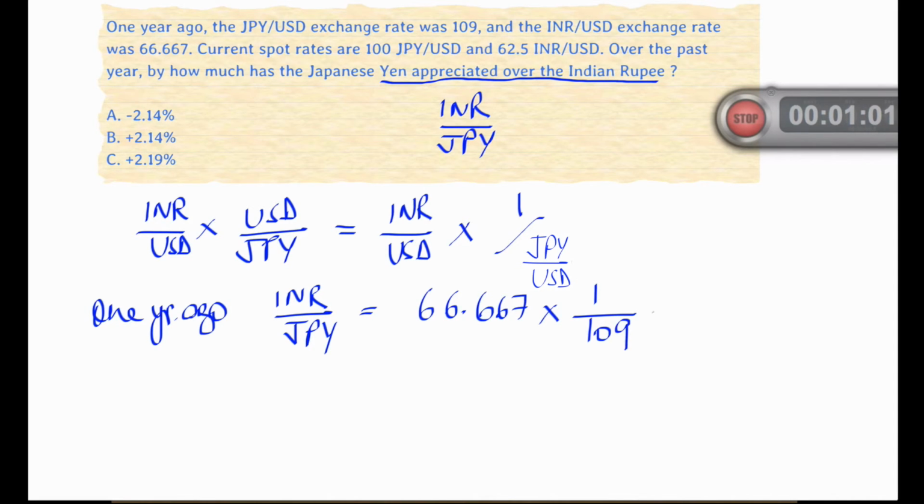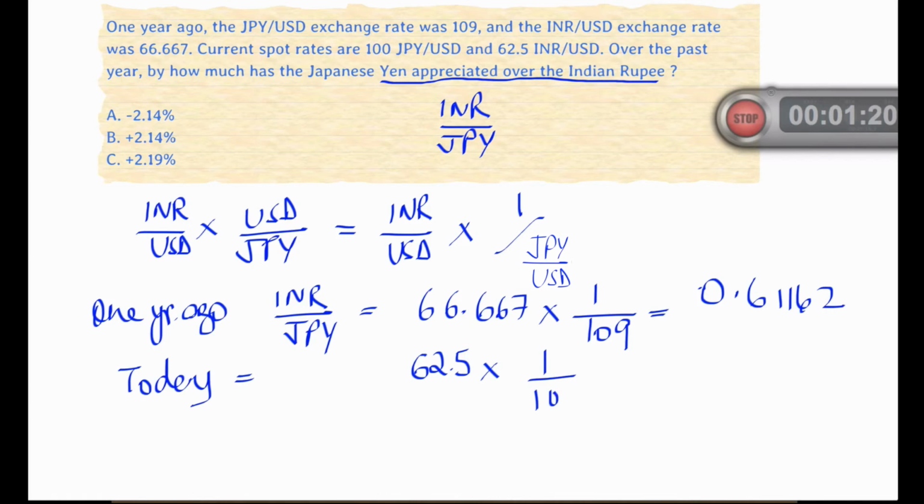And that gives us 0.61162. Similarly, today, INR over yen is 62.5 into 1 over 100, and that is 0.625. So the INR over yen rate has gone up, which means the yen has appreciated over the rupee.